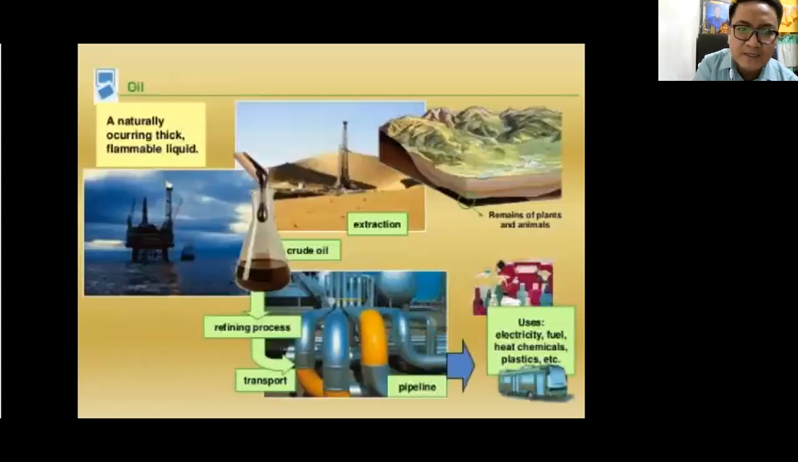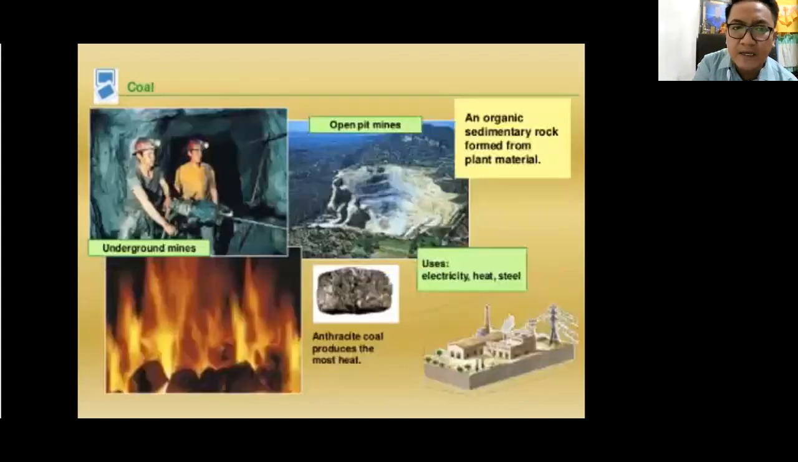Ito po si oil. Si oil as a natural occurring thick, flammable liquid. So ito po yung mga sample po niya, no? Yung crude oil, no? Meron po tayong process from refining process, transporting, pipeline, and uses to electricity, fuel, heat, chemical, or even plastic, etc. How about the coal? Ito po yung process. The coal is an organic sedimentary rock formed from plant material. So mapapansin po natin yung mga process po ng coal. Yan. The uses is the electricity, heat, and steel.